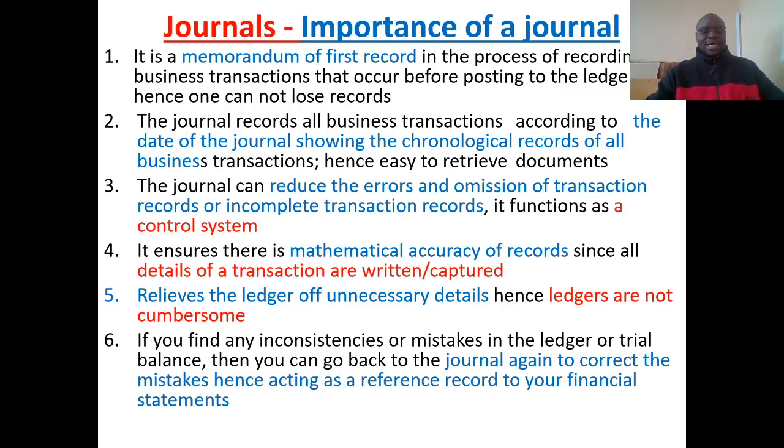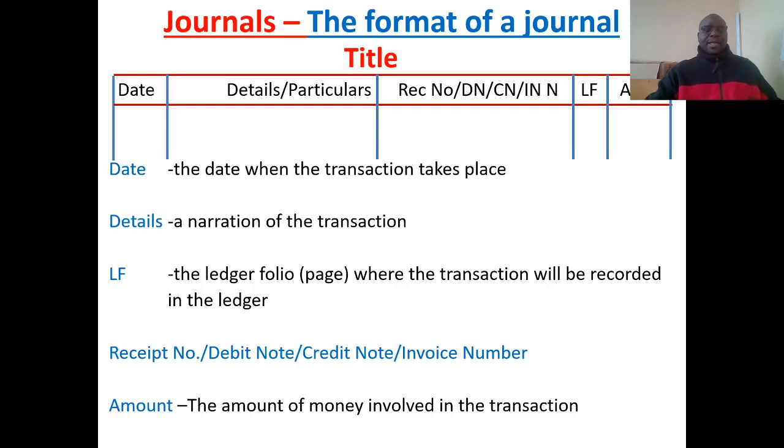Hence, it acts as a reference record to your financial statements. The format of a journal: we have five columns: the date, details or particulars, the document from where the journal is obtaining information from, the ledger folio page, and the amount column in the currency that you're using in a certain country. Of course, you have the title.